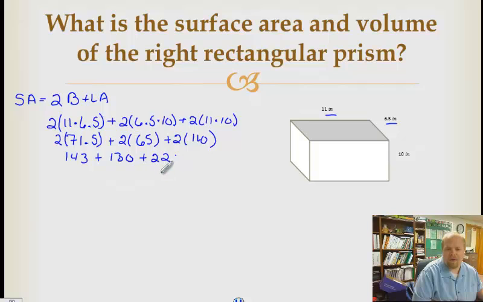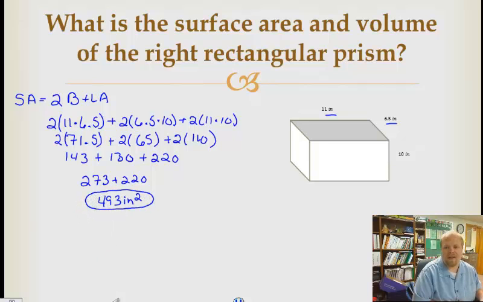Now 143 plus 130 is going to be 273, plus 220, which is going to be 493. We are dealing with surface area, so it's going to be inches squared. So that is how to find the surface area.